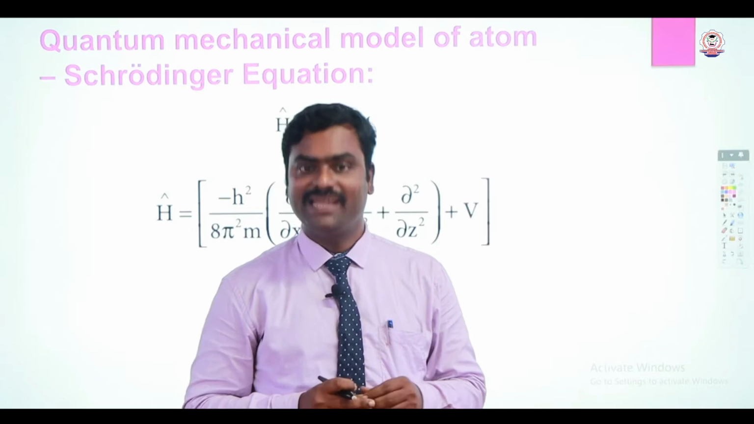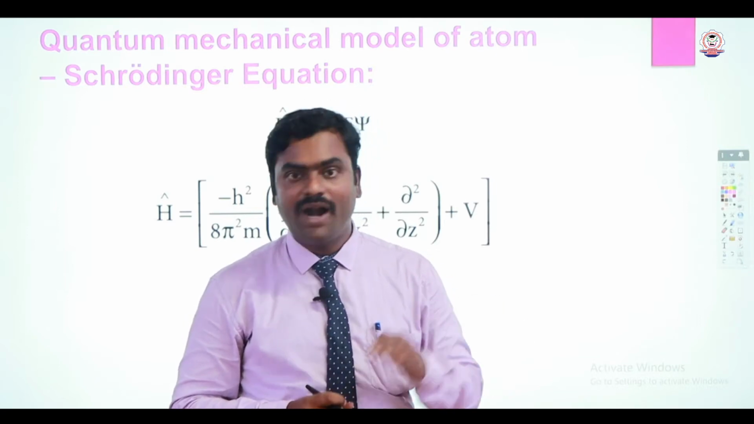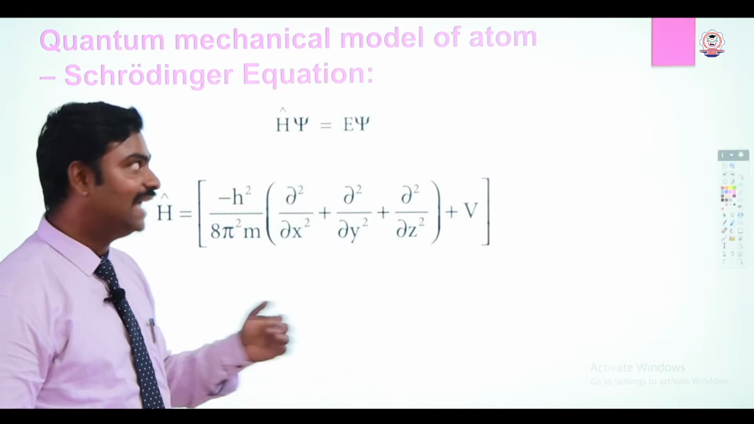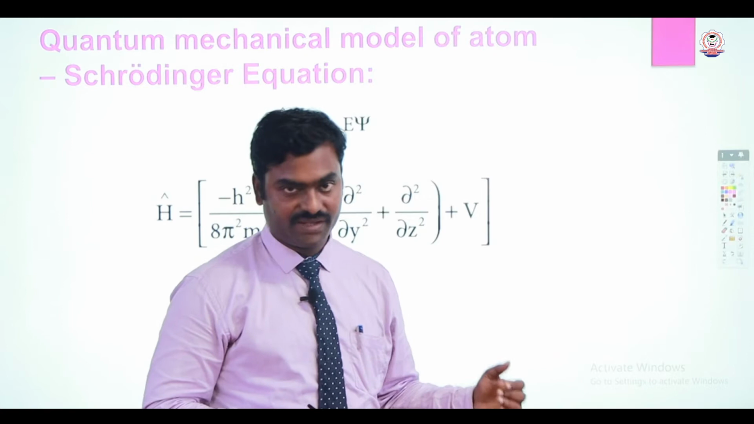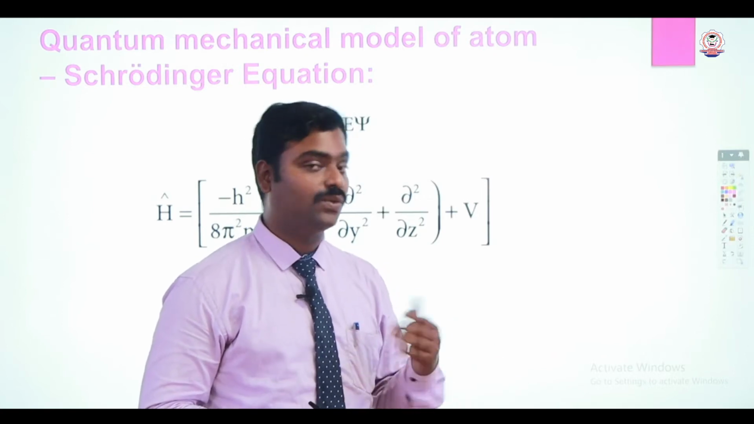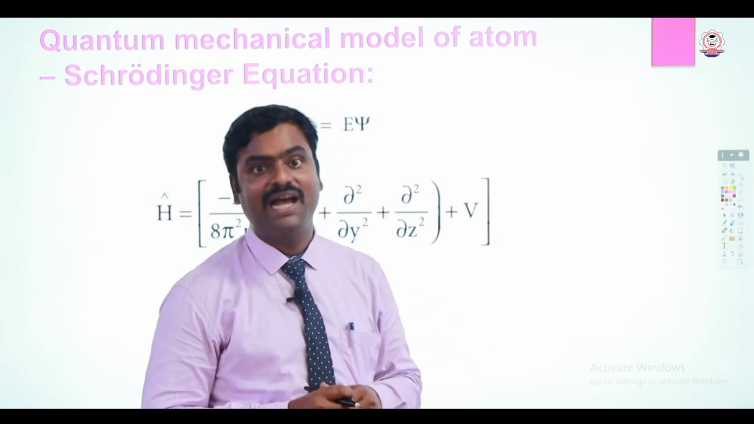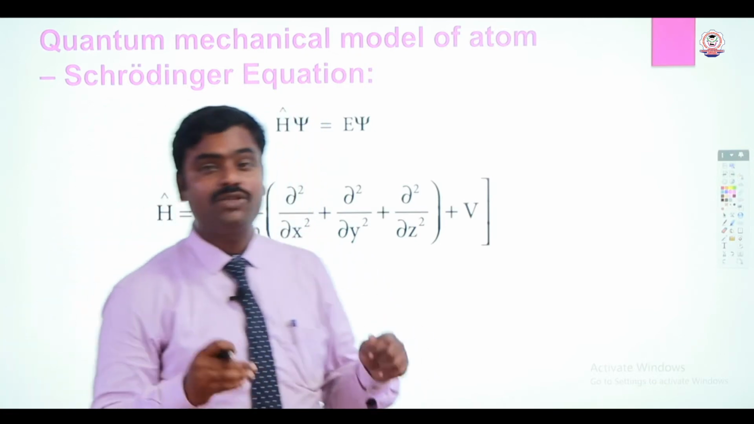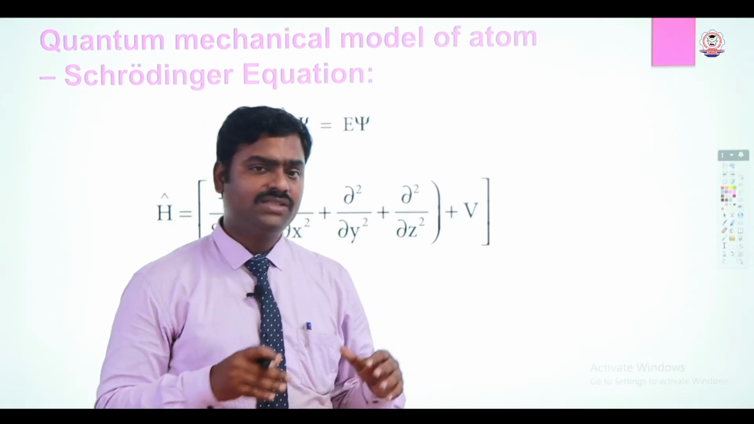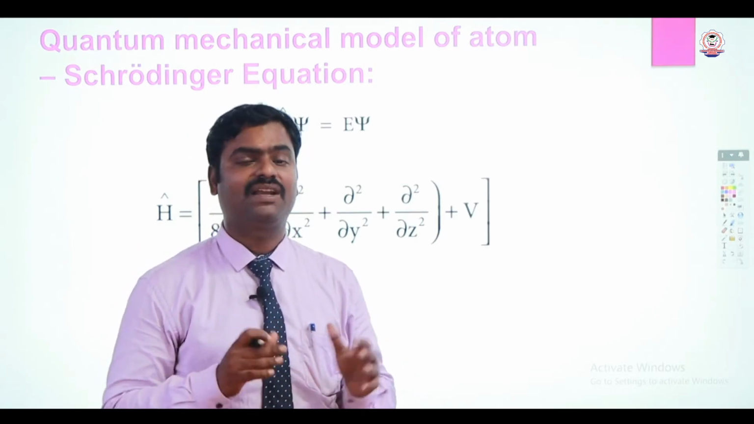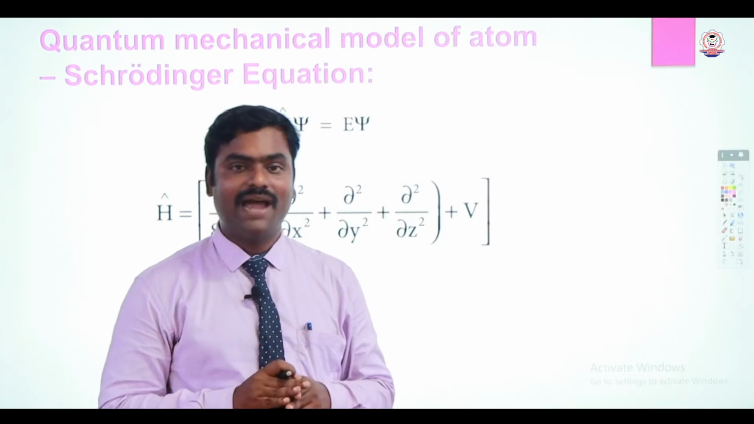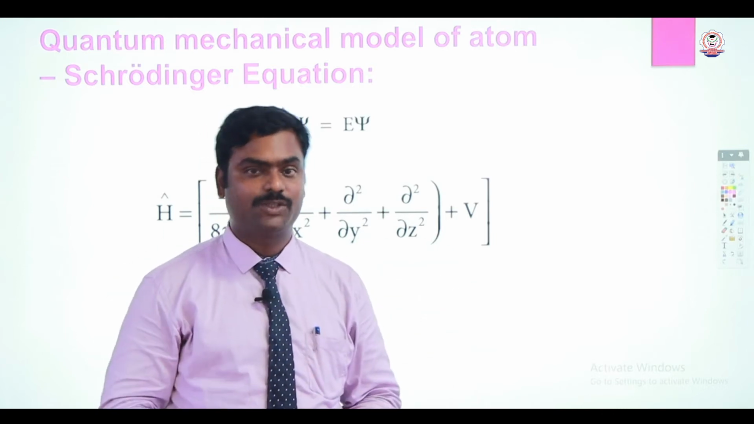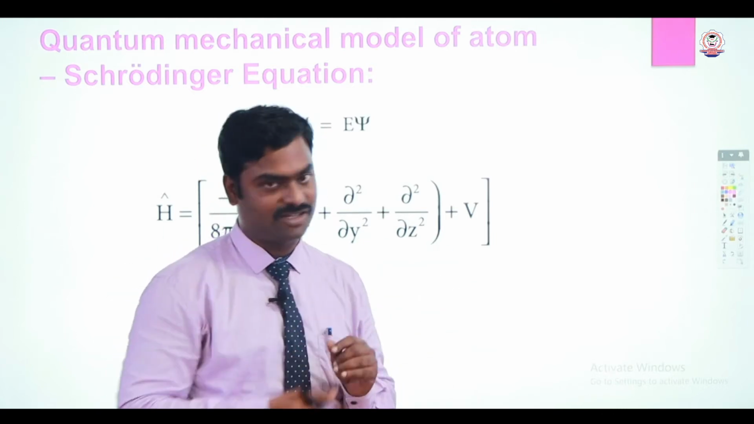So he proposed an equation that is called the Schrödinger wave equation. That is nothing but H cap psi equals E psi. E is energy here, psi is the wave function. Wave function refers to the wave nature of the electron. Next, H cap is the Hamiltonian operator. The Hamiltonian operator is actually a mathematical operator. With that, we can identify the position of a moving electron in three-dimensional space.